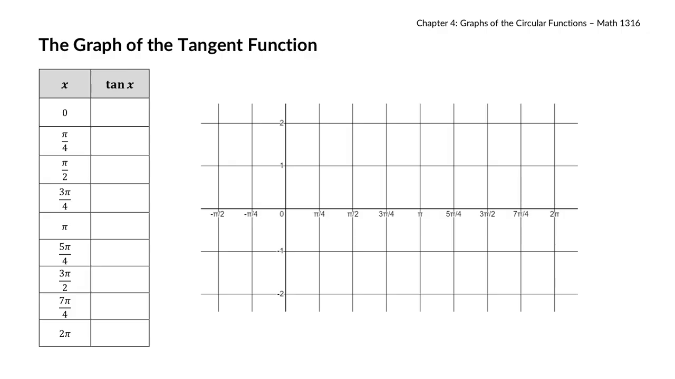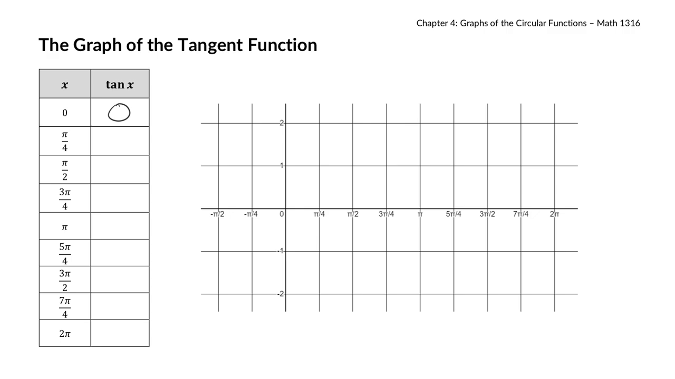Remember, tangent is sine over cosine, so you take the y value over the x value. It would be 0 over 1. What is 0 over 1? 0. So tangent of 0 is still 0, but keep that in mind for later because we're going to need that answer. Look at tangent of pi over 4.